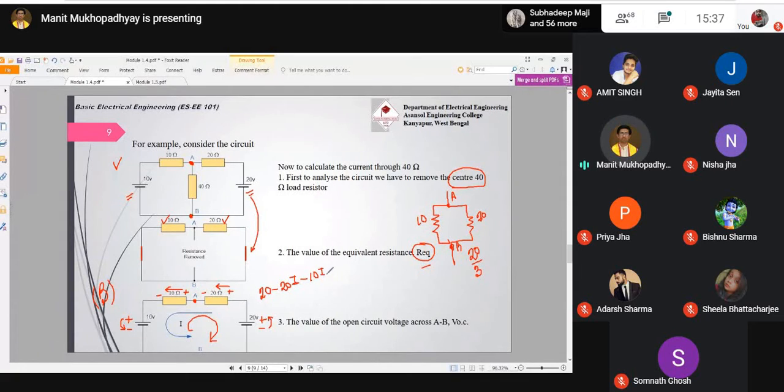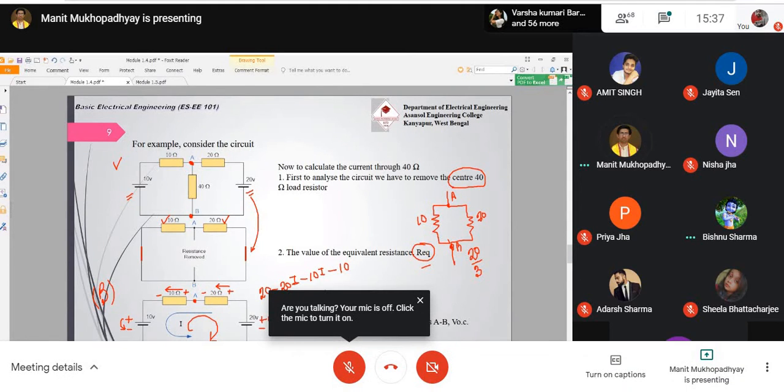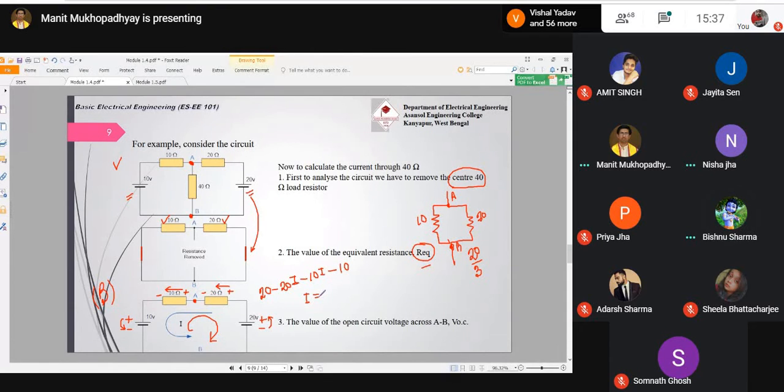So according to this blue line, this will be minus 10. So what will be the value of current I? Calculate, everyone. What is the current I value? One by three. So this is 1 by 3 ampere.